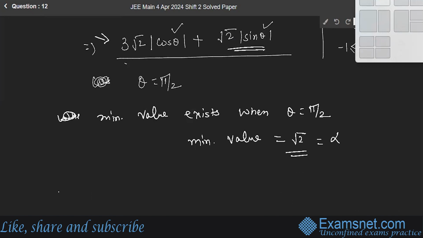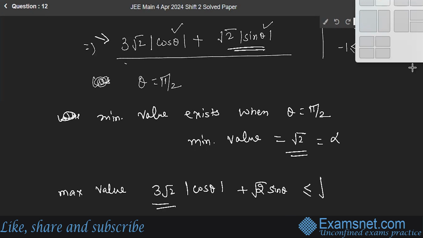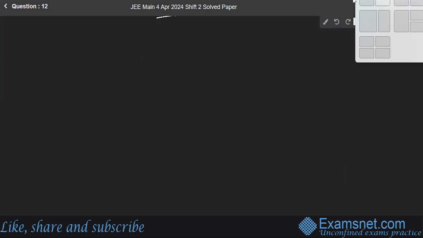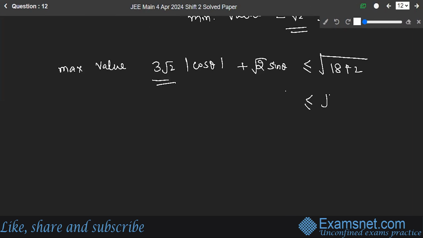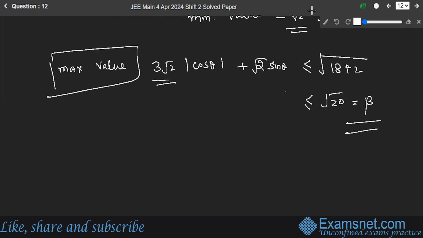The maximum value it can have is, it was 3 root 2 mod of cos theta plus root 2 sine theta. See, this is always less than or equal to the square root of the sum of squares, which is 9 into 2, 18, plus the square of root 2, which is 2. So this is always less than or equal to root of 20. This is the maximum value it can have.